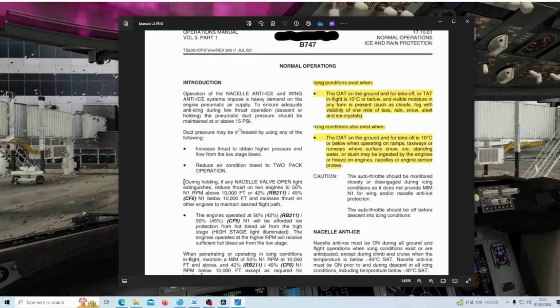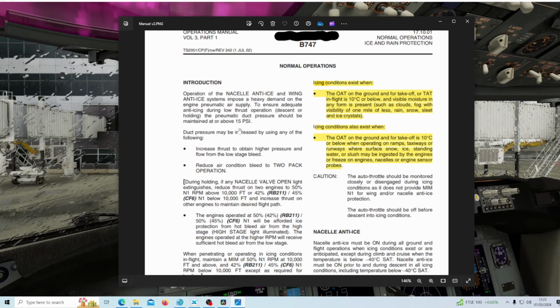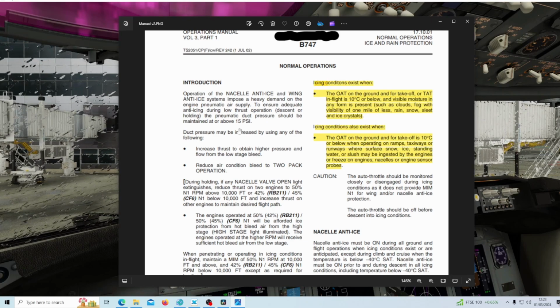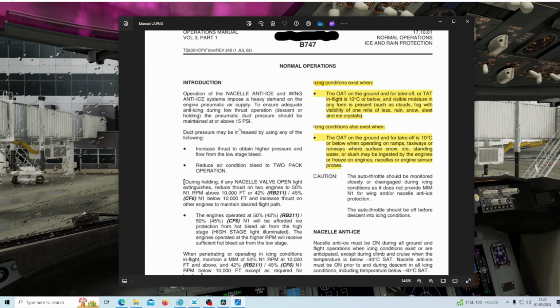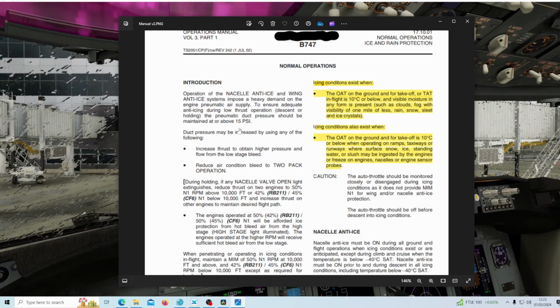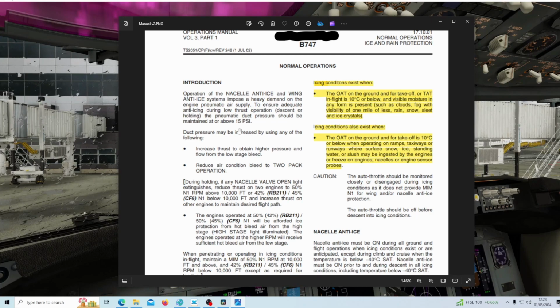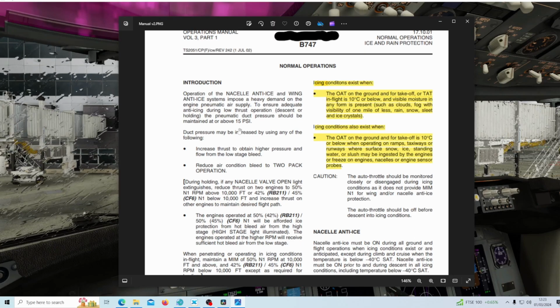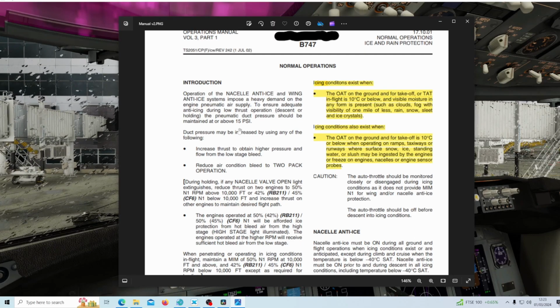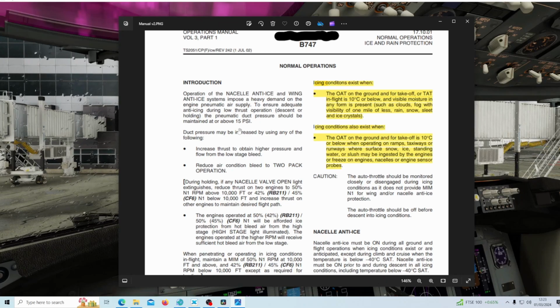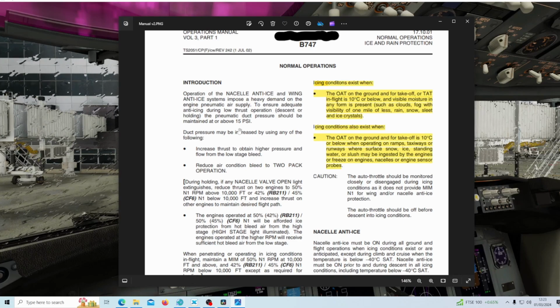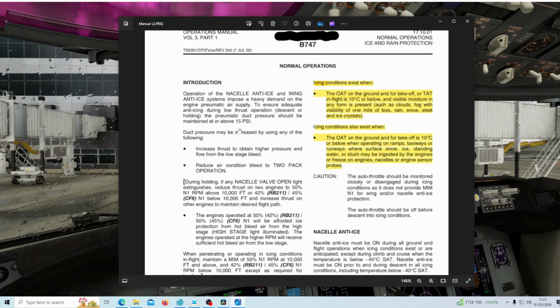In the event of no visible moisture or precipitation, icing conditions also exist when the outside air temperature, sometimes known as the SAT, the static air temperature, on the ground and for takeoff is 10 degrees or below, when operating on ramps, taxiways or runways where the surface has snow, ice, standing water or slush, which may be ingested by the engines or freeze on engines, nacelles or engine sensors. So those can be the secondary reasons for the engine anti-ice.